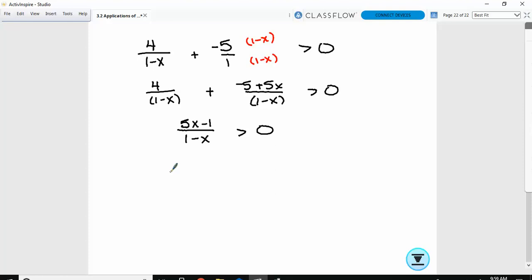So we get 5x minus 1 over 1 minus x. So everybody with me there? How did you get 5x minus 1? I combined positive 4 and negative 5, so that's a negative 1, and then plus the 5x, which is the same thing as 5x minus 1. Now we set top and bottom equal to 0.